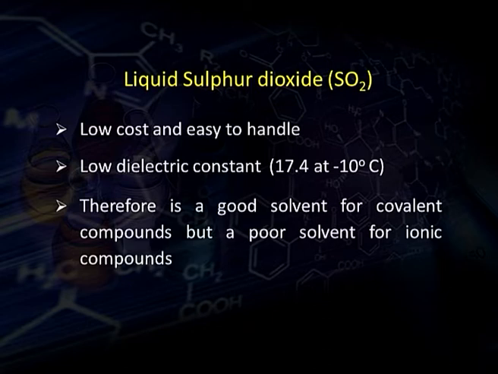Therefore, it is a good solvent for covalent compounds, but a poor solvent for ionic compounds, because it has a low dielectric constant. Dielectric constant is inversely proportional to the Coulombic force of attraction between the two ions. Since the dielectric constant is low, that means the Coulombic force of attraction between the two ions is high. Since this force is high, the compound does not dissociate into ions, and hence it remains as a non-polar solvent. Therefore, it dissolves non-polar compounds like covalent compounds.